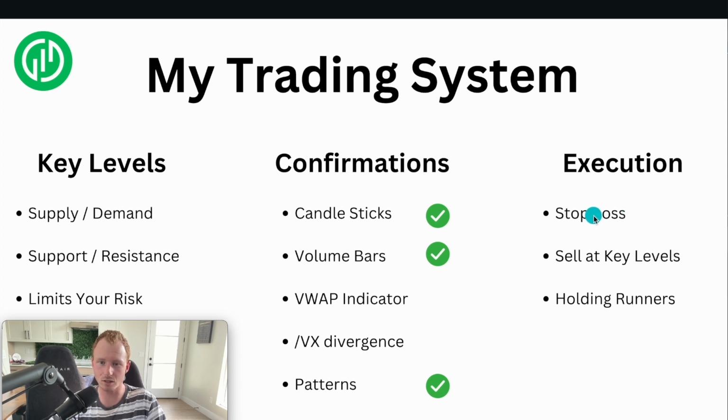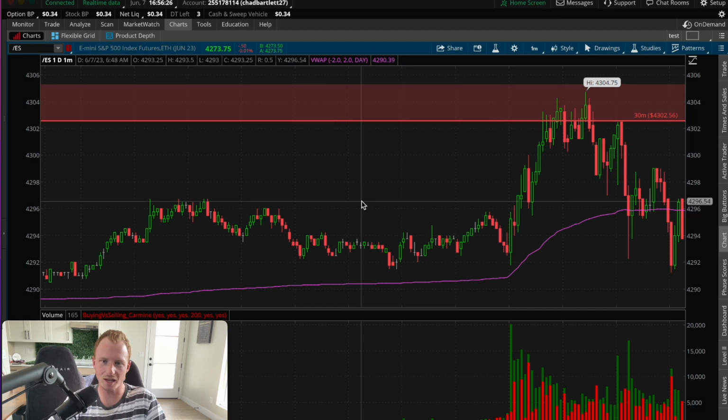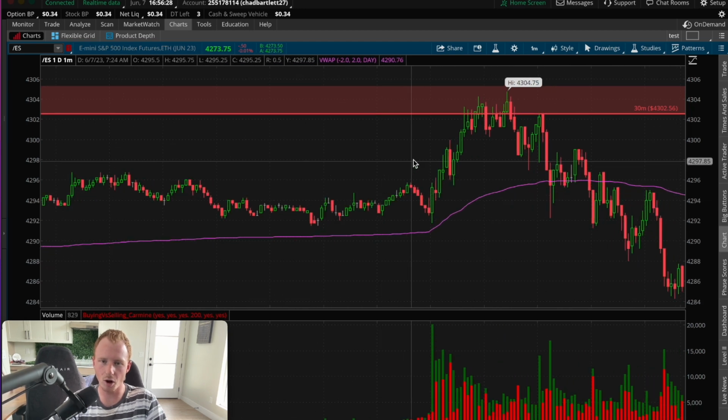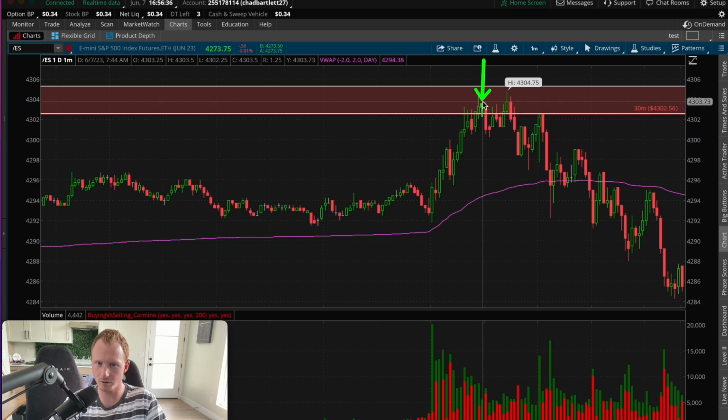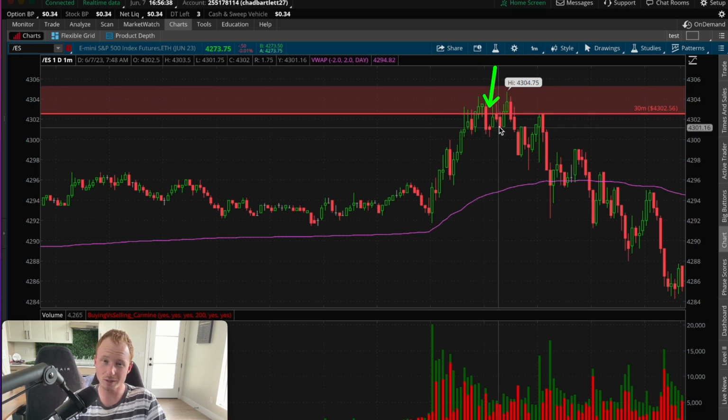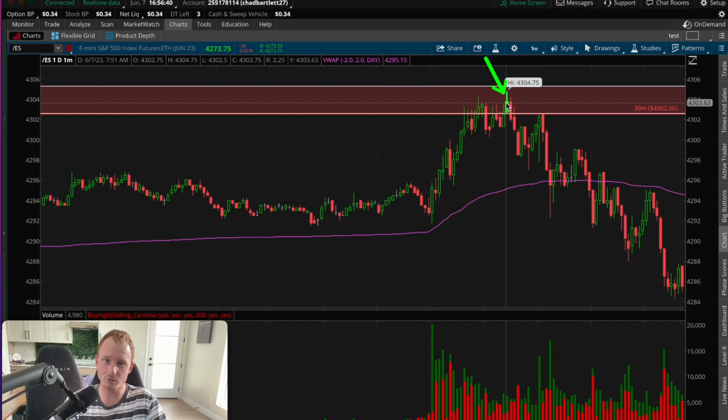Now, once I actually took the trade, I basically follow these 3 steps: stop loss, sell at key levels, and hold runners. So let's go ahead and go over that. I got in on this second pop. So basically we came up into the zone, we sold off a little bit. Once we retested it, this is where I actually got in.